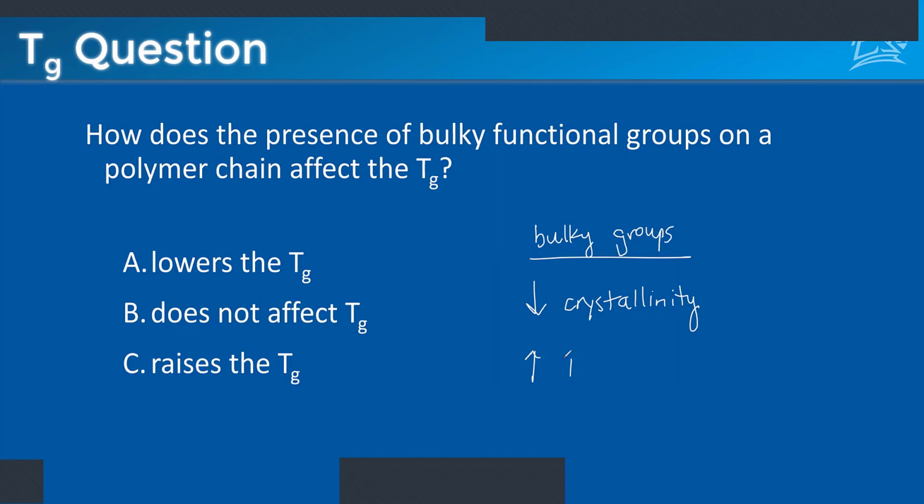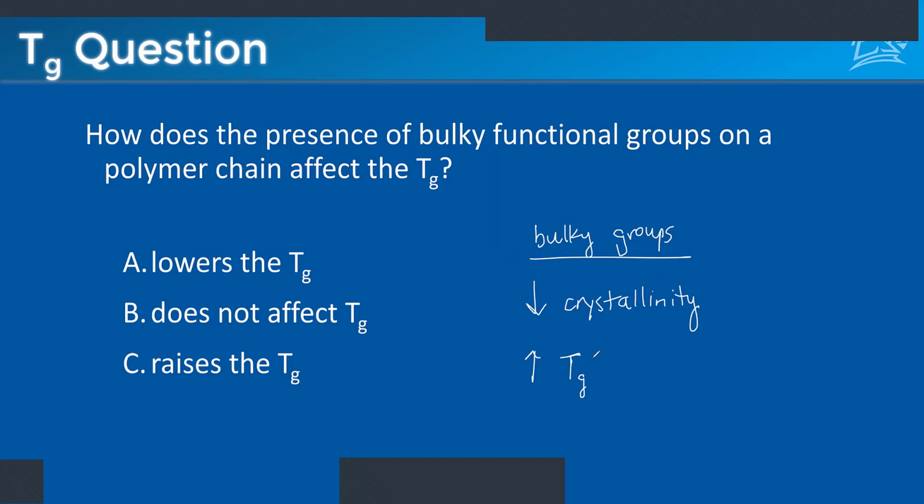They increase the glass transition temperature because they promote tangling of the chains, right? There's so many more places for these chains to get caught on if they have bulky functional groups, which makes the polymer chains not able to slide past one another as easily. So we have sort of an opposite effect here.